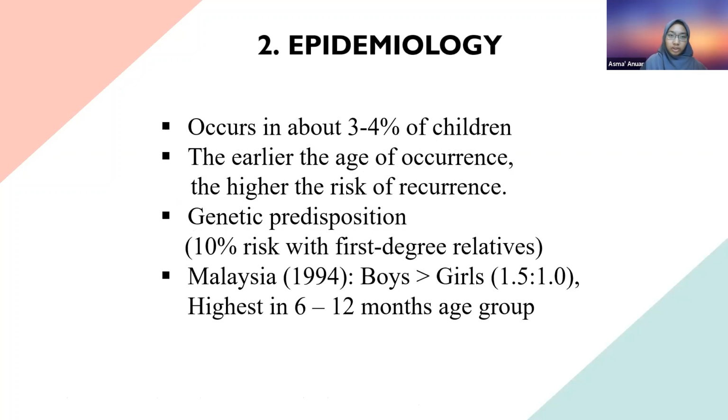For the epidemiology of febrile seizure, it occurs in about 3 to 4% of children. The earlier the age of occurrence, the higher the risk of recurrence. And there is genetic predisposition with a 10% risk in children if they have first degree relatives with febrile seizure. In Malaysia, according to a research done in 1994, boys are more prone to get febrile seizure compared to girls, and the incidence is the highest in 6 to find the recent data.